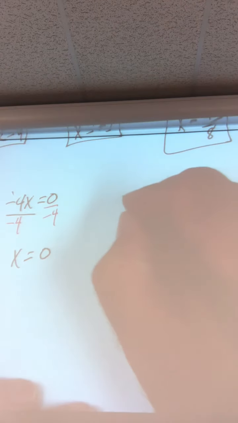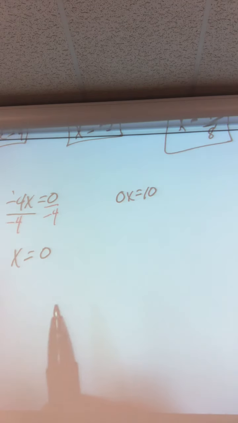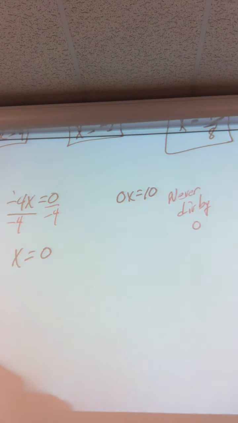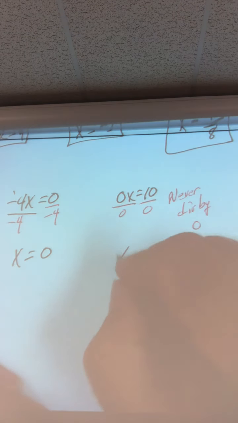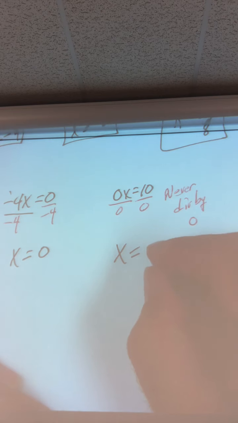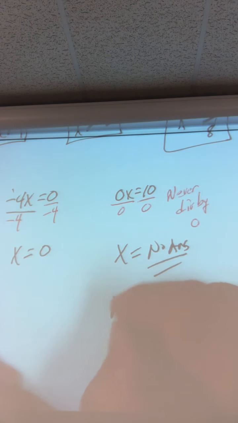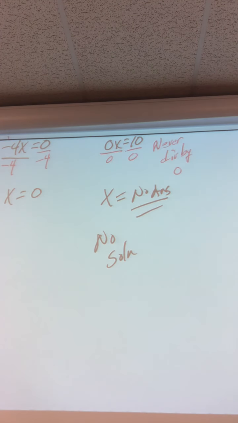Now, what happens if there is a 0 in front of that x? Like this. Well, remember we said a while ago, in mathematics, we can never divide by 0. So, if I do this, what's going to happen? Any number divided by 0 is undefined. There's no answer to this problem. So what we say in this case is, the answer is no solution to that problem. We'll talk a little bit more about that in the next section.